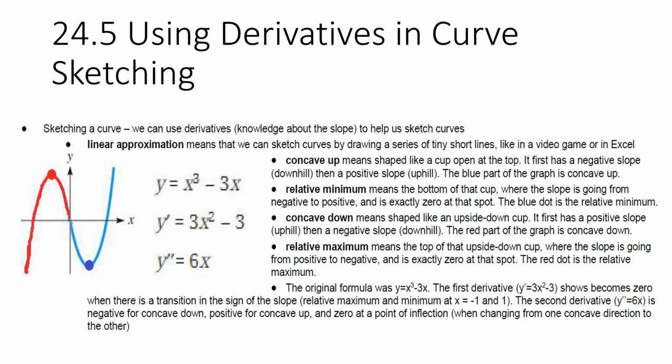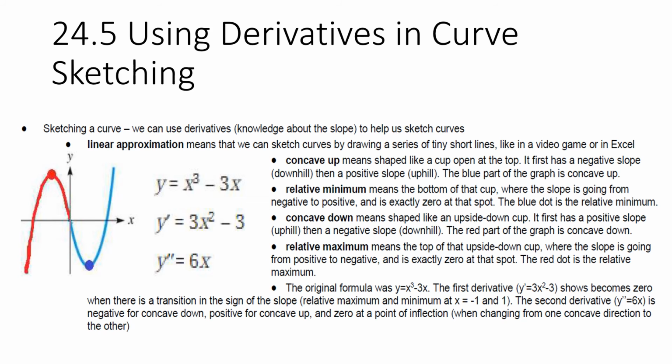Concave up, meaning concave, like a cup or a cave. Basically, it's shaped like a cup, but the cup is pointing up. So the blue part of this curve is concave up. And if something is concave up, there must be a relative minimum. It means if I put a marble in that cup, where would it eventually stop rolling? What's the bottom of that cup? So that's the relative minimum. That's the blue dot that you see here on the curve. So concave up means it's a cup pointing upwards, and relative minimum means it's the bottom of that cup.